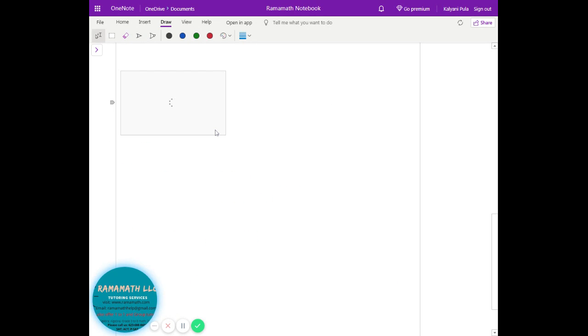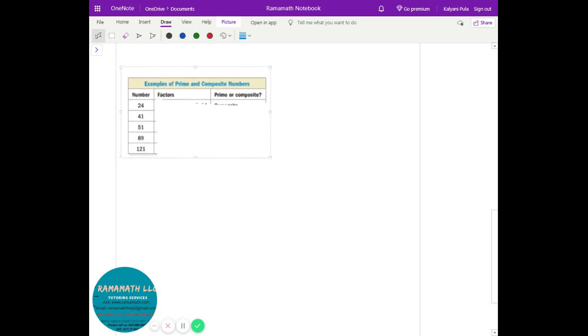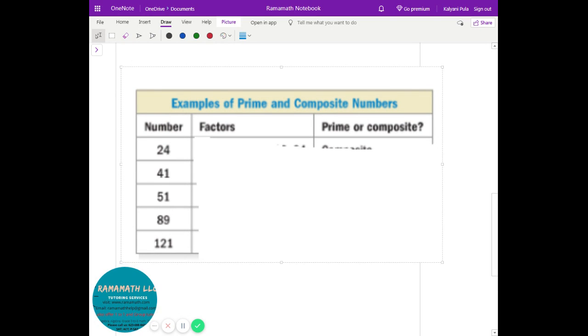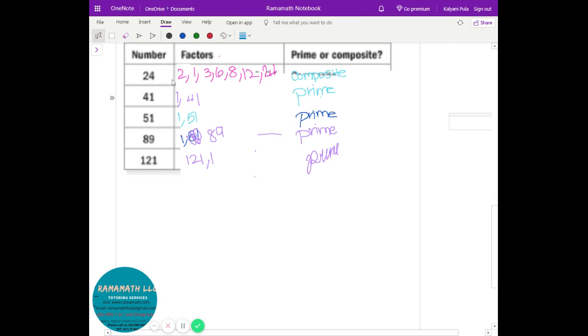Alright, let's look at some examples of prime numbers and composite numbers. I'm going to put some questions up here. I want you to think about what factors each one has, and from that you can tell whether it's a prime number or composite number. Write down the factors and then tell me whether it's prime or composite. That's very good. So 24, the factors are right there, and this is a composite number. And then 41, the factors are 1 and 41, so 1 and itself, so it's a prime number.